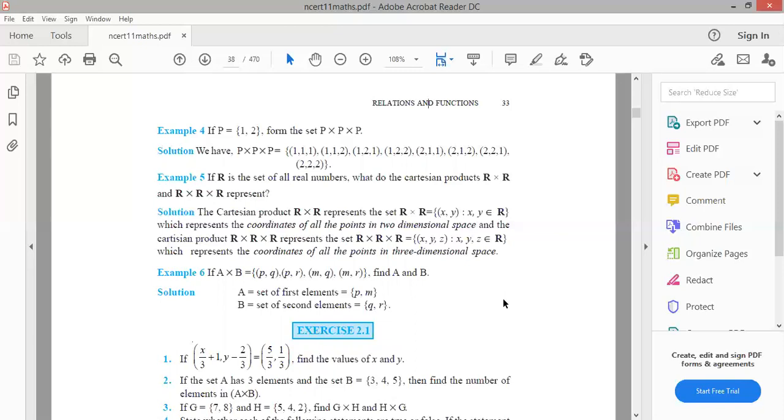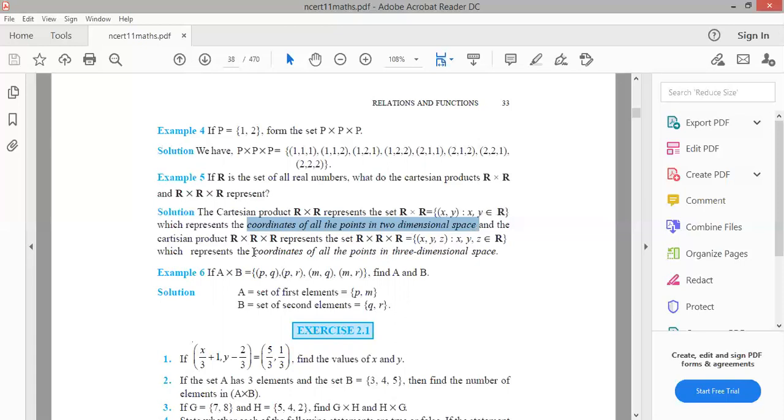A very important concept regarding geometry: if R is the set of real numbers, what do the Cartesian products R cross R and R cross R cross R represent? R is the real line. R cross R represents the two-dimensional space. Okay, this represents the coordinates of all the points in the two-dimensional space. And what does R cross R cross R represent?